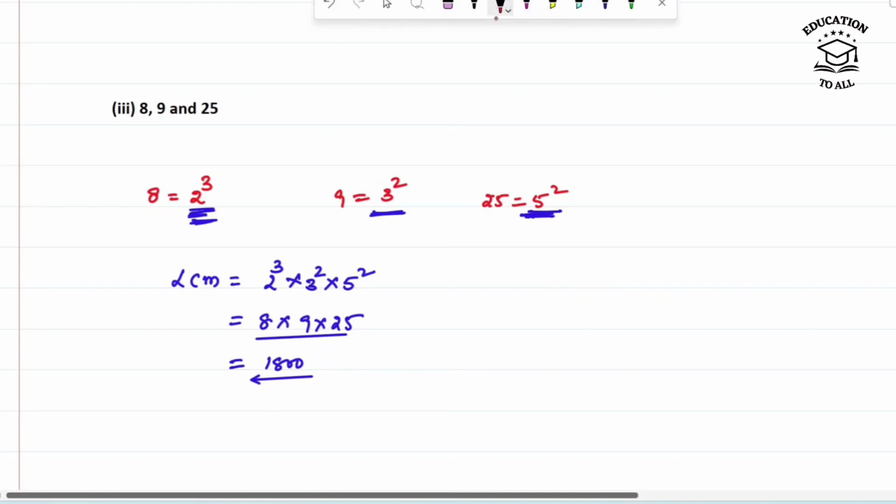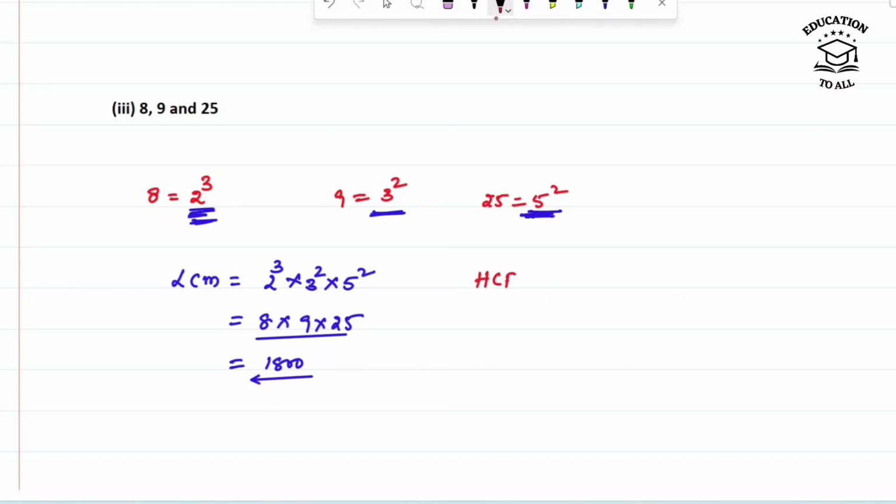Similarly, try to find HCF for these numbers. I hope you can answer immediately. 2 cube, no 2. In this also no 2. So can 2 be included? Never. 3 square, no 3 square or no 3. Here also no 3. 5 square, no 5, no 5. So what is that? Here no common factor between these three numbers. So I can say HCF is 1.